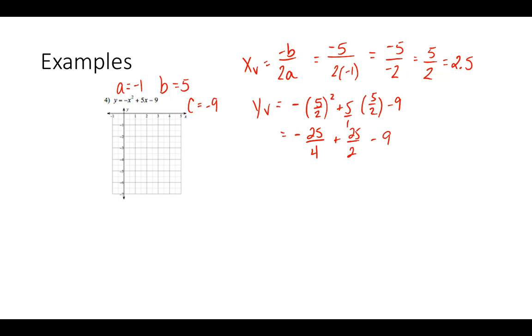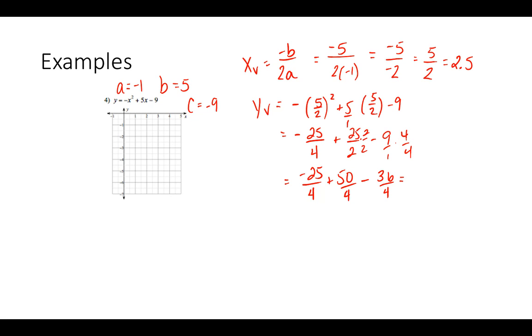Then we're going to need a common denominator in order to add or subtract these fractions. So this will be -25 over 4. And then here we need a denominator of 4. So we probably want to multiply by 2 over 2. So that'll be plus 50 over 4. And then here we're going to need something over 4. So this is a 9 over 1. So we're going to have to multiply by 4 over 4. So it'll be minus 36 over 4.